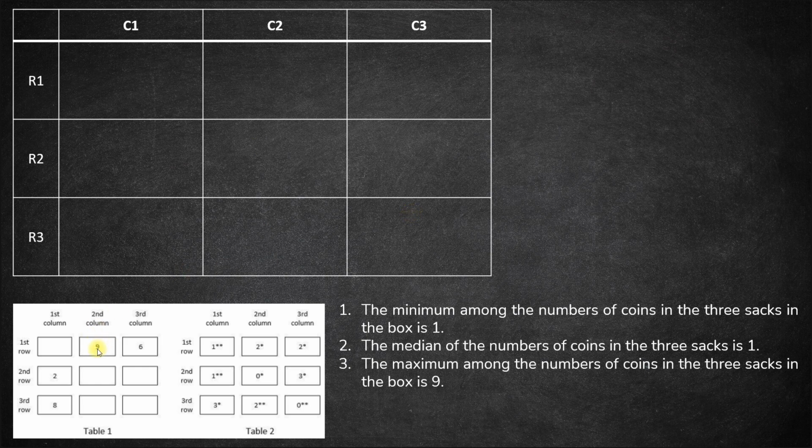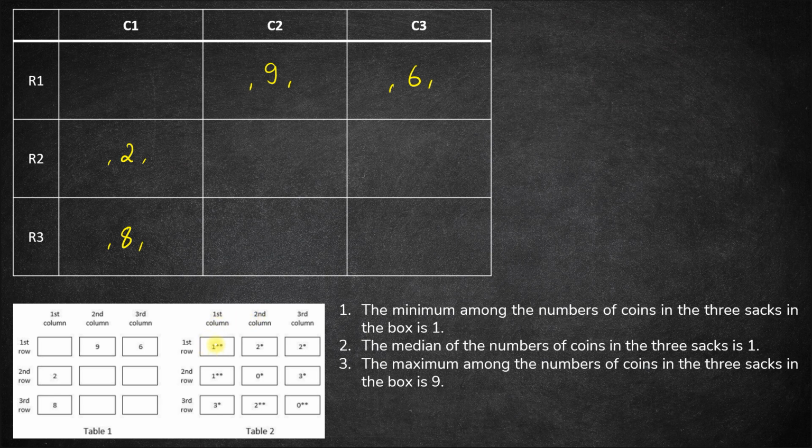Okay. So now we know the medians for 4 boxes. So let's write down the medians here. There are 3 sacks here. The middle sack in this box has 2 coins. Here the middle sack has 8 coins. Here the middle sack has 9 coins. And here the middle sack has 6 coins. Okay, fine. Next, let's look at these numbers: 1, 1, 2, 2, 3, 0, and so on.